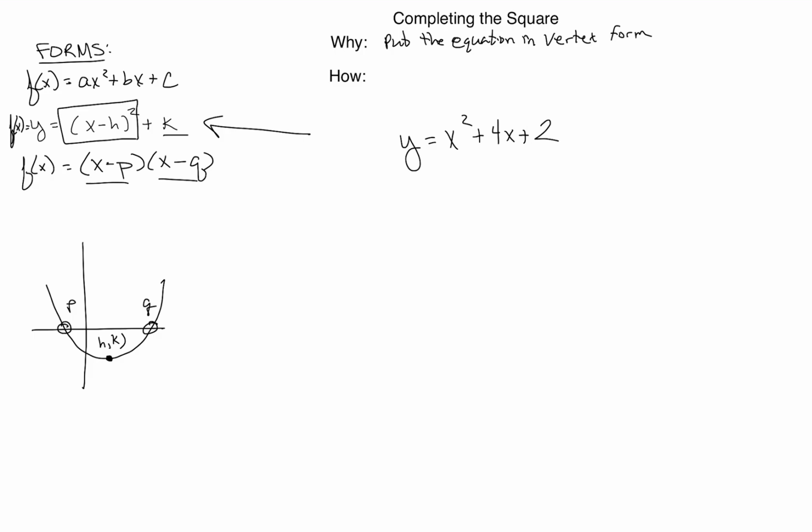Well, first, let's look at vertex form and see what one of the defining factors of vertex form is. And if we look over at vertex form, we have this box here, and we have an x minus h binomial, and it is a quantity squared. And if we remember, that is called a perfect square trinomial.